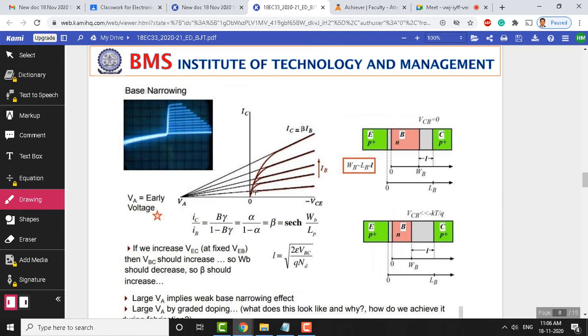The curves are going to be like this for the BJT. These are the BJT characteristics, the collector emitter voltage versus collector current characteristics. For a practical BJT, this family of curves has been shown here, but ideally these curves are going to be straight lines.